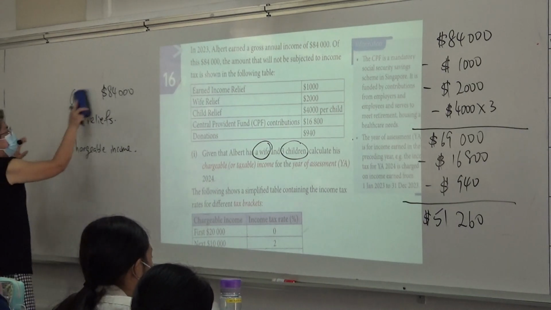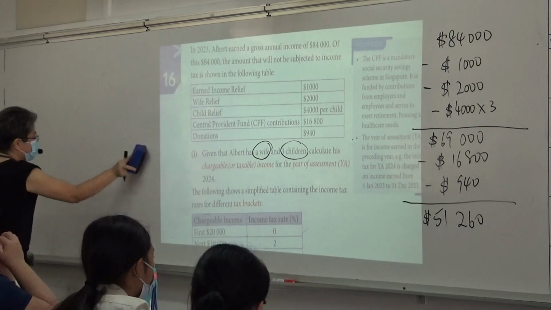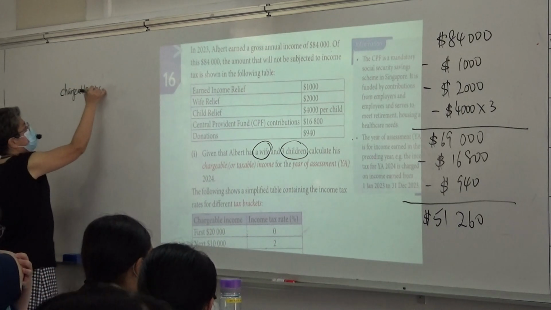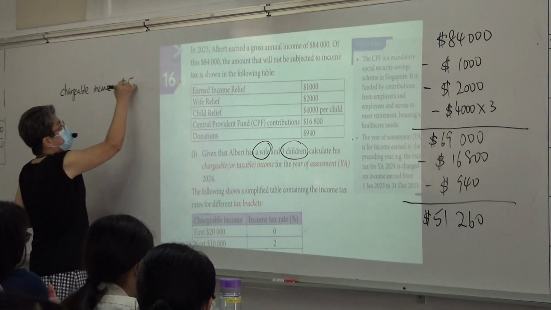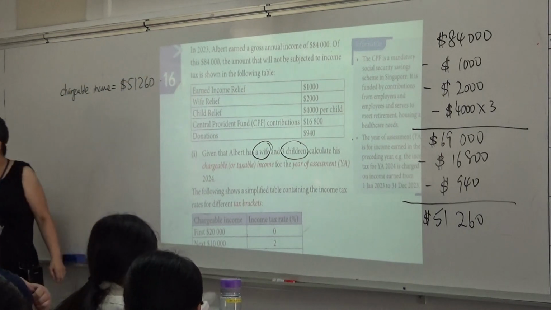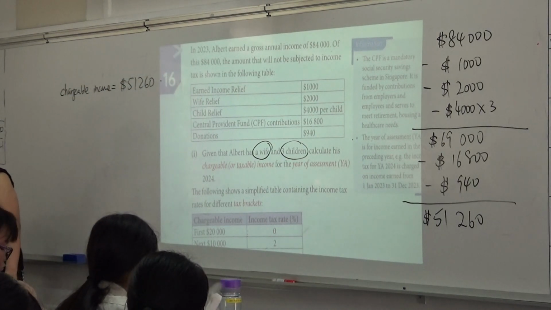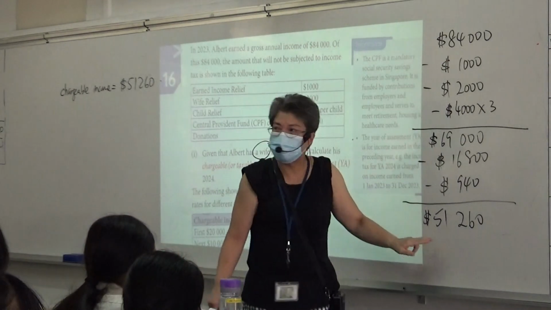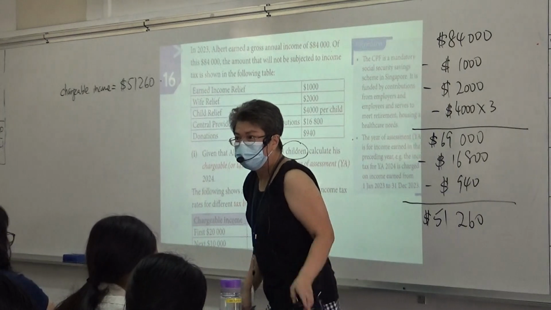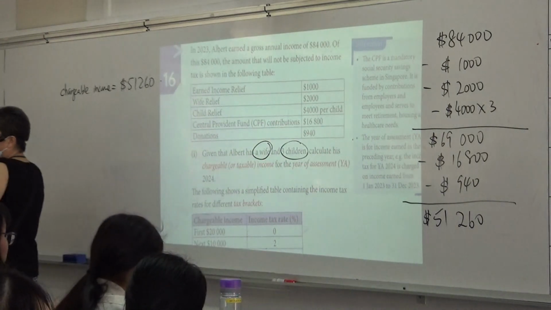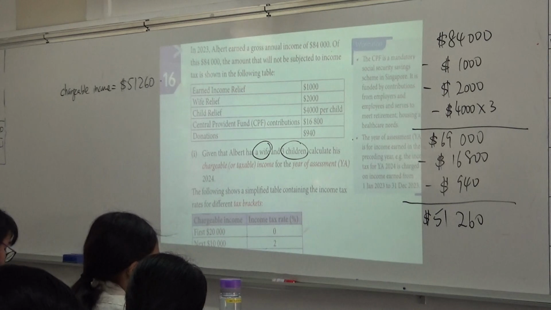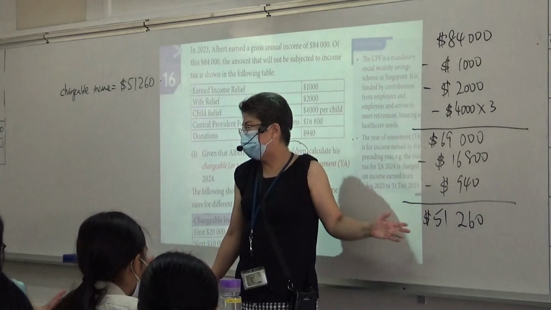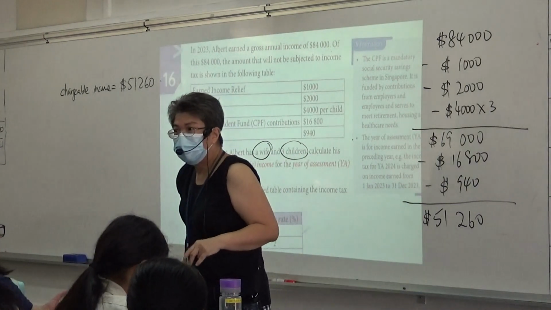Are we okay here? 51,260. Okay, so what am I finding? All of you look here. The chargeable income is 51,260. Everybody clear? We don't tax on the gross income. We tax on the chargeable income. Okay, now then I want to turn to the. No, that's why we don't tax, because you need to have all these expenses. They let you claim first lah. They let you claim.